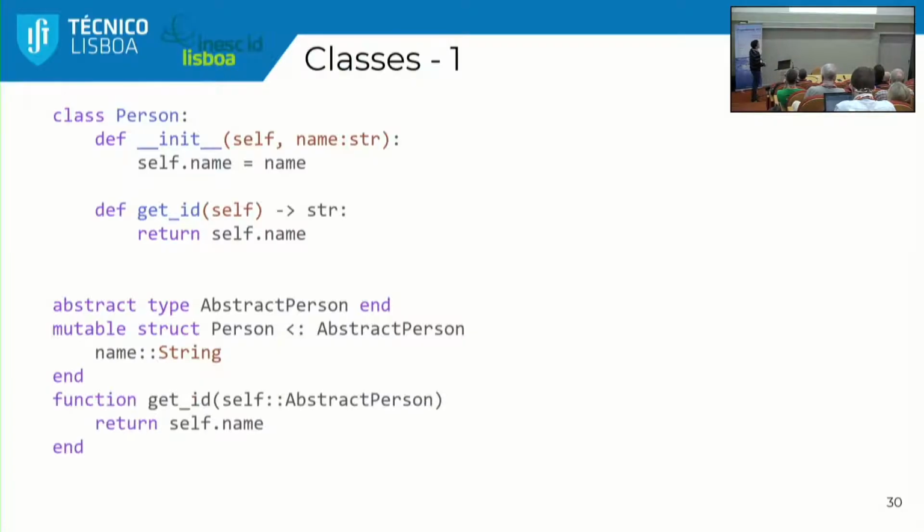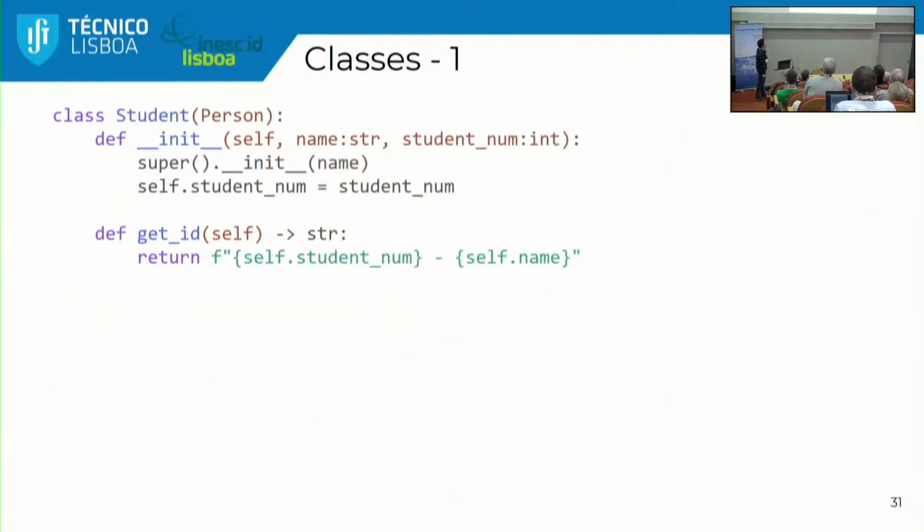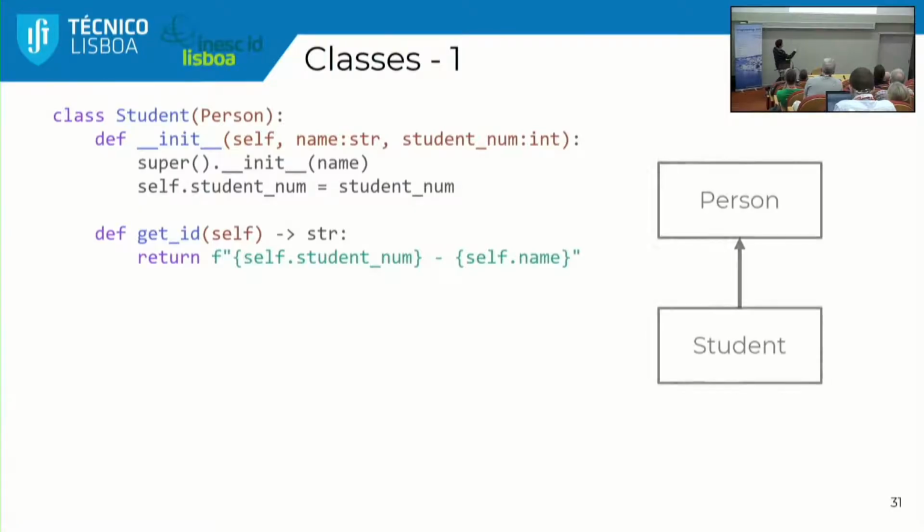Now, the function getID can actually just be converted into a normal function in Julia. The only thing that you need to note here is that the self argument extends abstract person instead of person, because we want it to work in a hierarchy as it works with Python. Now we have this second class, student, and you can actually see the hierarchy right there.